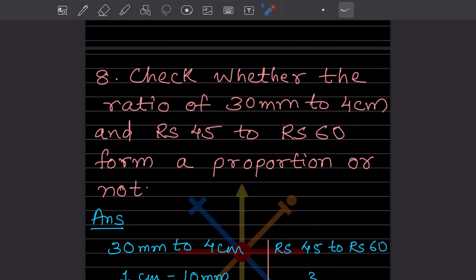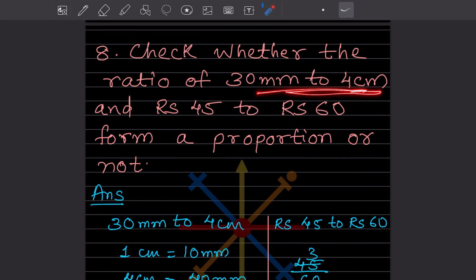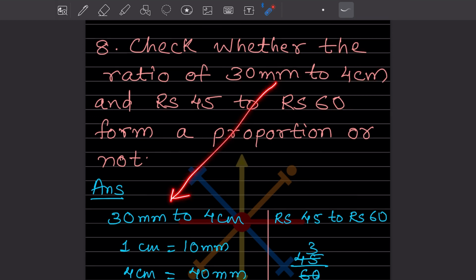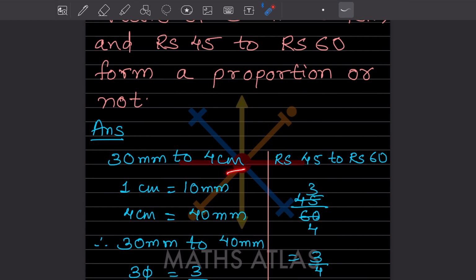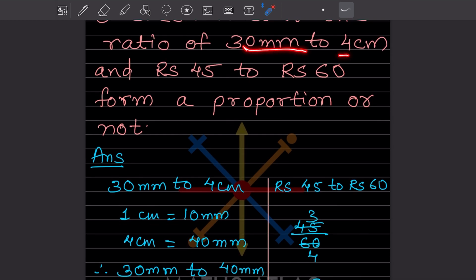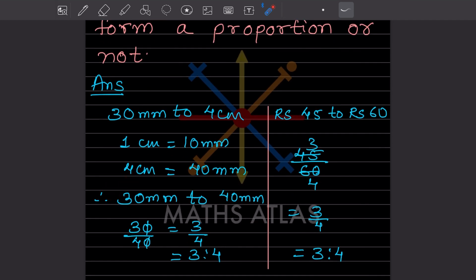The next question is: check whether the ratio of 30 mm to 4 centimeter and rupees 45 to 60 form a proportion or not. So now see here, the units: we'll take this one and the other is this one. We'll compare the units and make the units the same. So 30 mm to 4 centimeter, I wrote over here. Because centimeter is bigger, I'm going to convert the centimeter to mm. 1 centimeter is 10 mm, this you should know. So 4 centimeter means you multiply 4 into 10, which is 40 mm. So 30 mm to 40 mm, this is what I wrote over here.